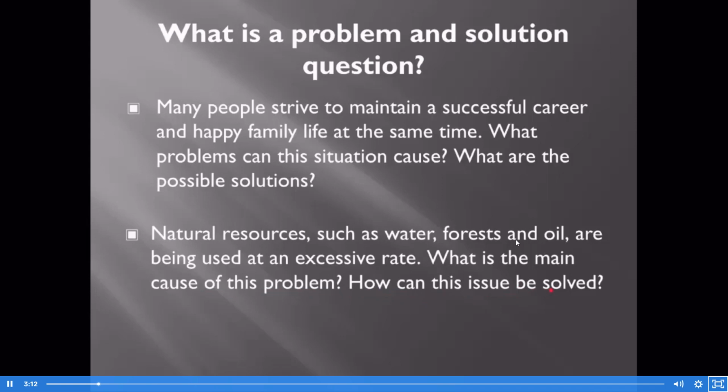How can this be solved? The other difference between this one is that it is singular. How can this issue be solved? It's not asking us for multiple different solutions. It is just asking us for one way that we can solve this problem, one solution. And what is the main cause of this problem? It is just asking us for one cause, not plural, not more than one cause.